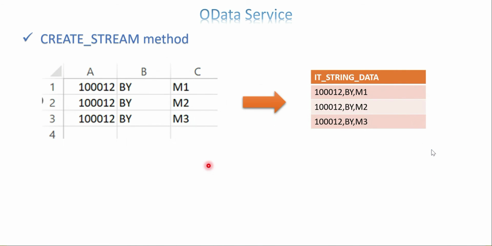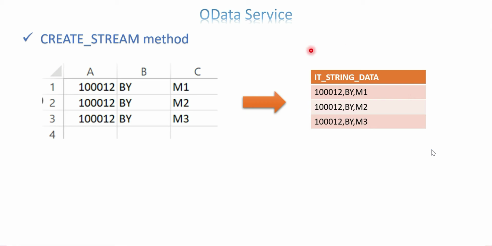So for that, we are going to use a method called create stream under the DPC extension class. In that, we have to redefine this method. The first step is to move the content from the CSV file to an internal table, a string-based internal table. I'm not going to read field by field in the first step; I'm going to read record by record.